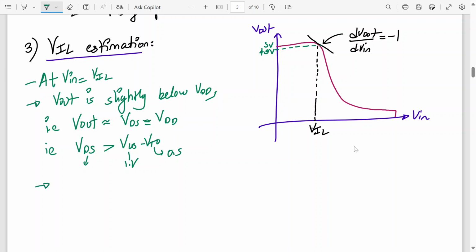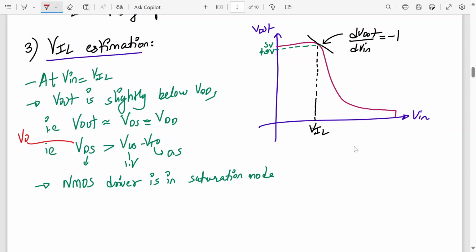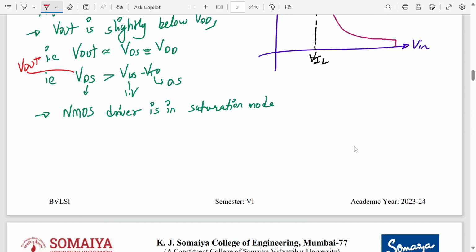So therefore we can say the NMOS driver is in saturation mode. Okay, you're getting the point? Output is slightly below VDD, so that means definitely VDS is also my V out, right? We have written that. So V out is the greatest, so that's why it should be greater than VGS minus VTO. Therefore the NMOS driver is in saturation. Understanding or no? Now what do we write next?